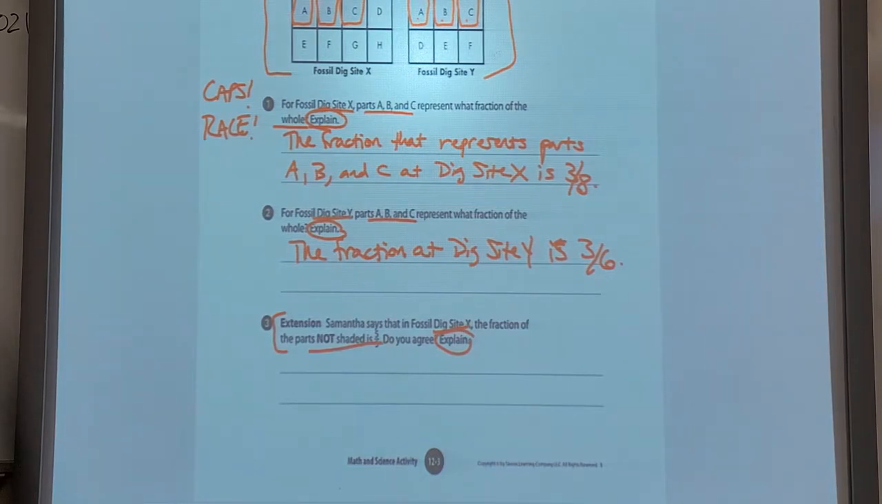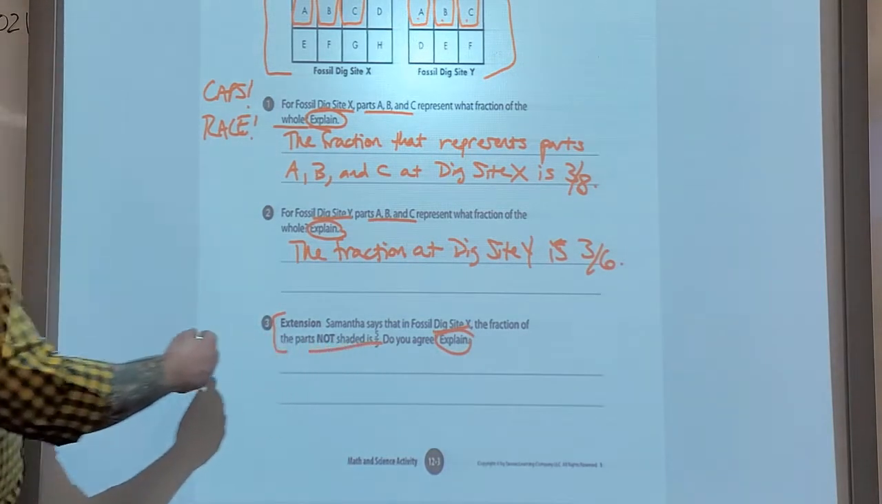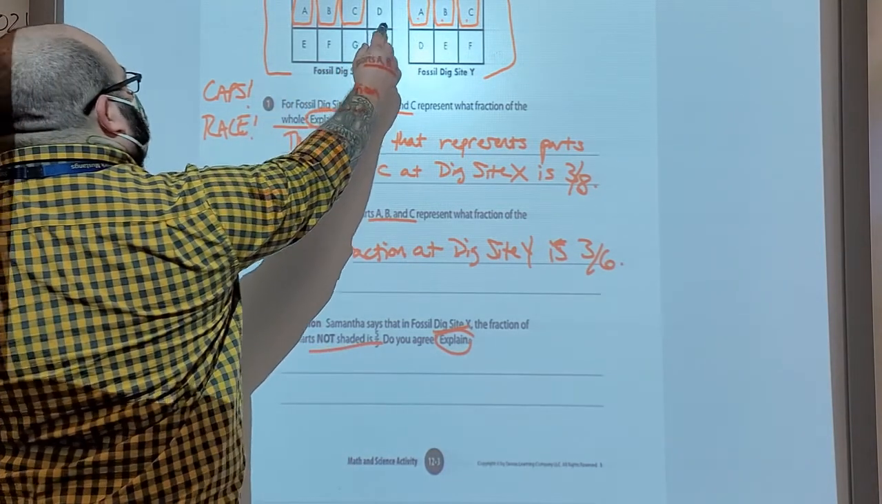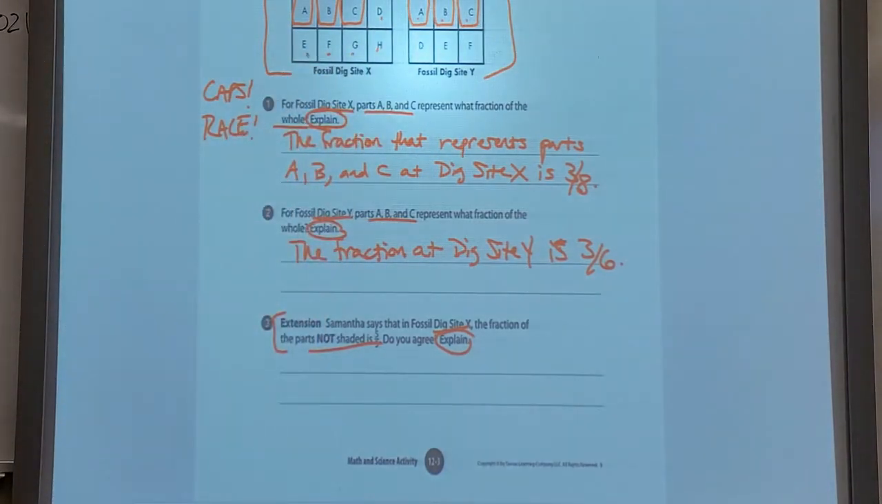Couple people? Was that one confusing? Okay. Take a look though. Keep in mind it says not shaded. Now, she counted that there were 1, 2, 3, 4, 5 parts that were not shaded. So she mistakenly said that the fraction of the parts not shaded is 5/5, right? But it's not 5/5 because the whole isn't 5. The whole is 8 parts.